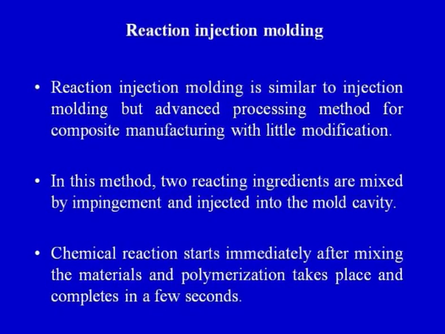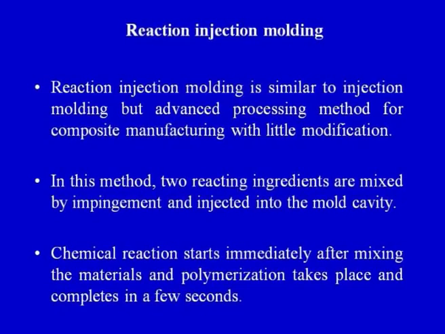In this method, two reacting ingredients are mixed by impingement and injected into the mold cavity. Reaction injection means there would be a reaction taking place among the constituents, and finally the injection of this particular constituent into the final mold cavity. So, the mixture is finally injected into the mold cavity. We have a diagram to understand the basic mechanism of reaction injection molding. A reaction takes place, and after the reaction the reaction product is injected into the mold cavity.